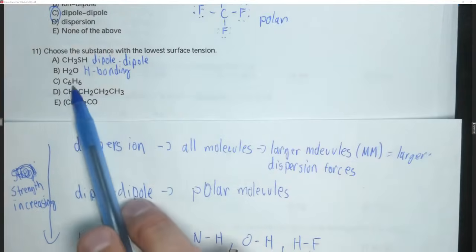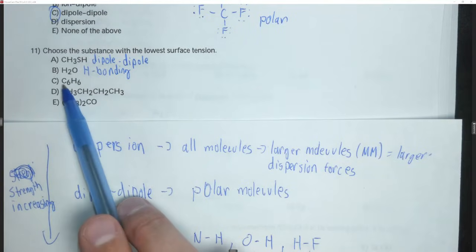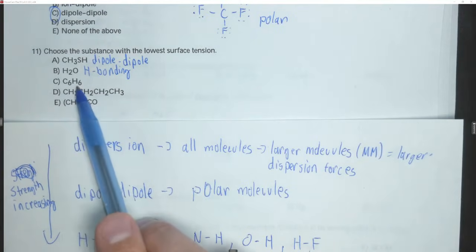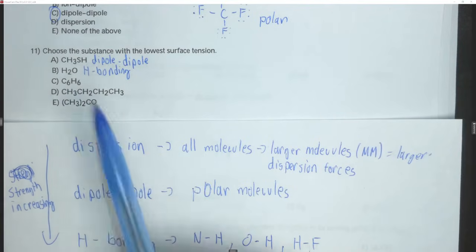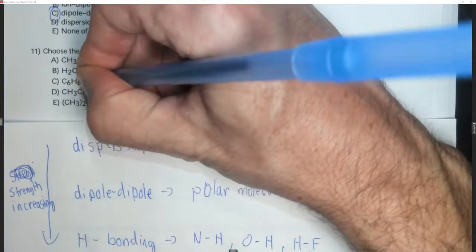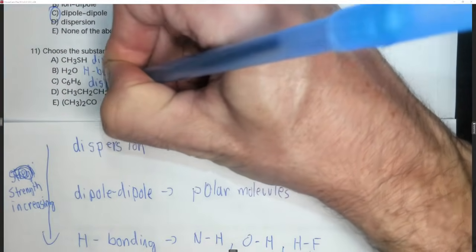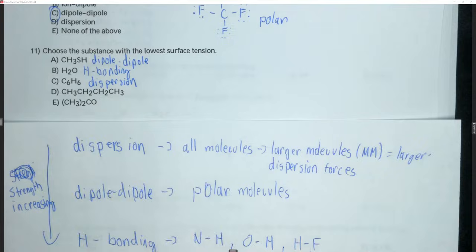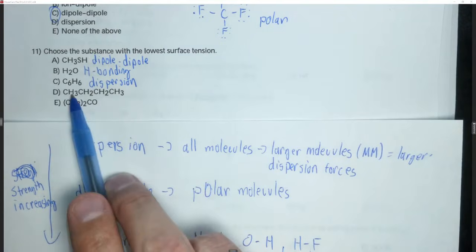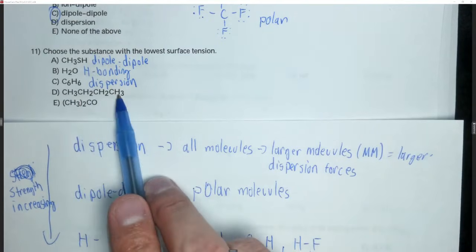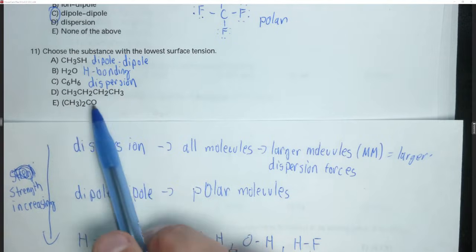The next one is C6H6. If you only have a hydrocarbon, which contains only carbon and hydrogen, this molecule is nonpolar. The strongest intermolecular force in this molecule is dispersion. Okay, here's another one. CH3, CH2, CH2, CH3. This is butane, this stuff you would find in a Bic lighter.